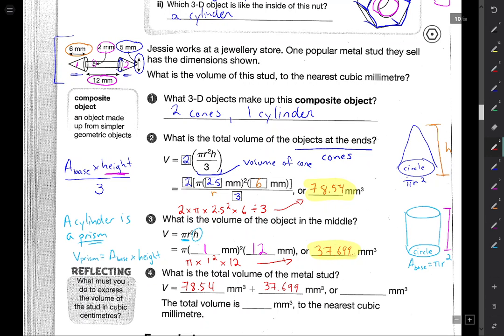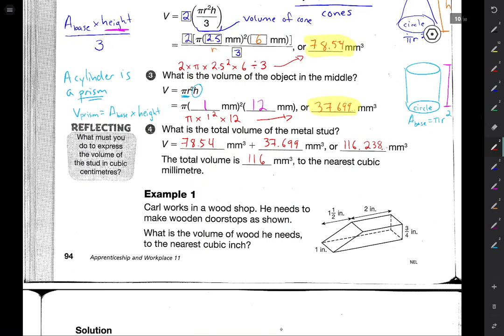37.699. So if we add those two together, the total volume is 116.238 millimeters cubed. Or if we round it, we could say the total volume is 116 millimeters cubed.